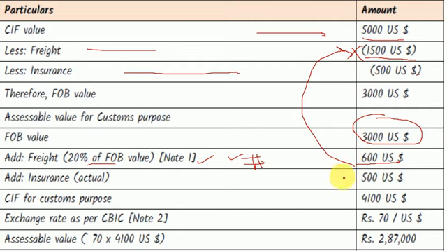So freight is now taken as 600 US dollars, whereas insurance is taken as the actual value, as taken earlier also. The reason is, as per the rules and regulations, if the insurance value is given, we will take the actual value. If it is not given, then we can go for 1.125% of the value of FOB. After adding these two, we get the CIF for customs purposes. We will multiply this with 70. In the note, we will give the reason why I have taken the CBIC rate as per the rules. By multiplying, we get the assessable value, which is 2,87,000 rupees.